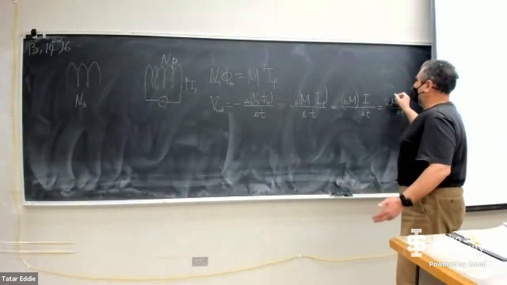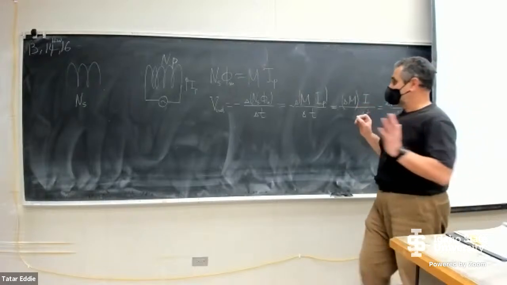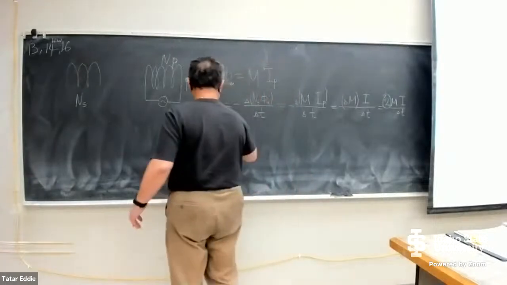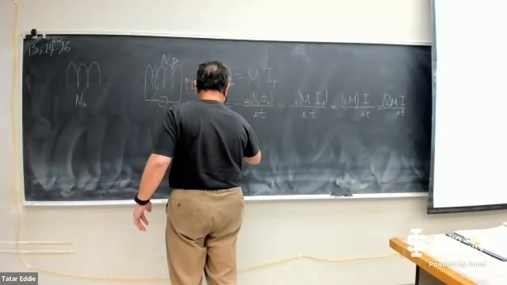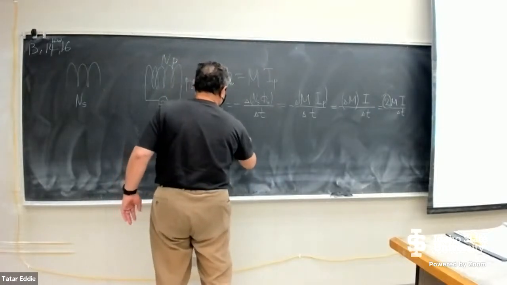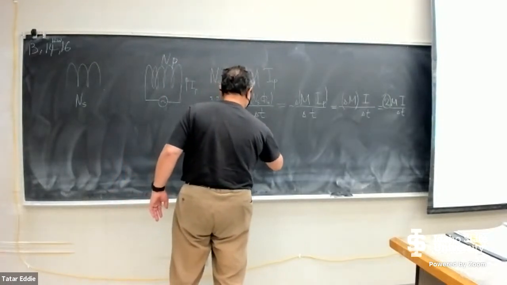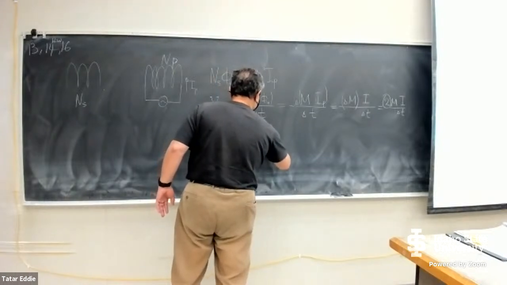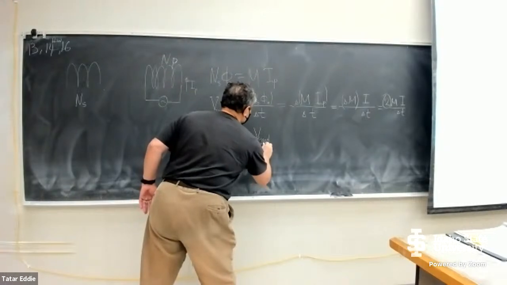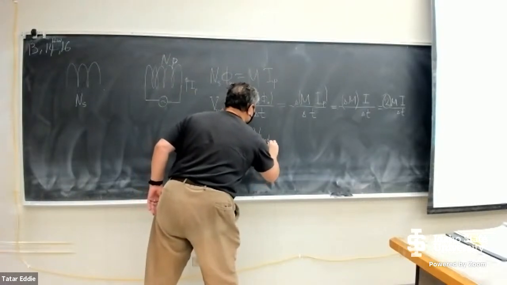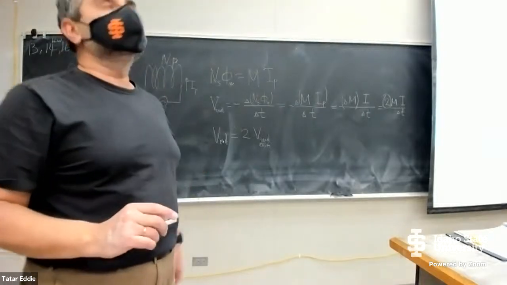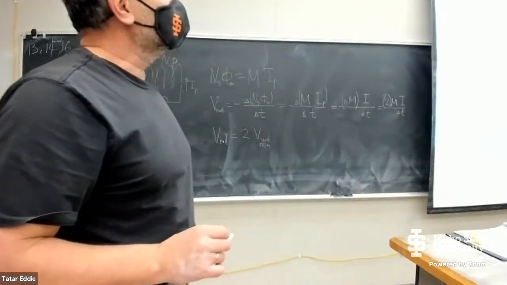In other words, the induced voltage is going to double. So the induced voltage, V induced, is going to be 2 times V induced initial. So you double the coefficient of mutual inductance, you're going to double the voltage.